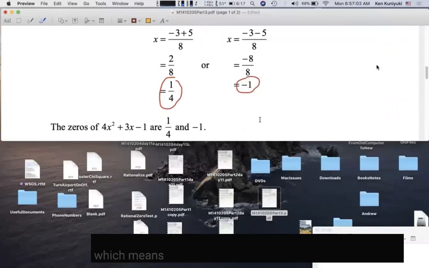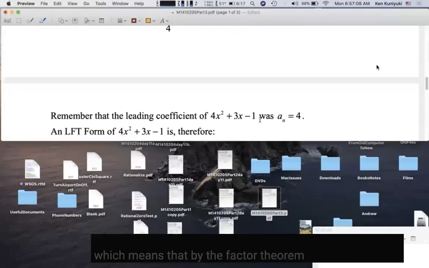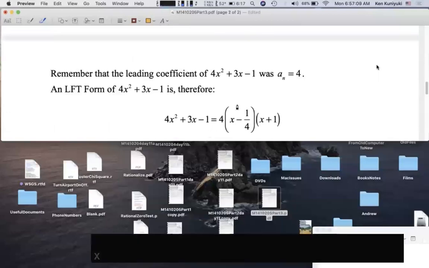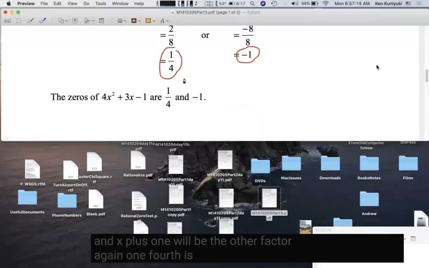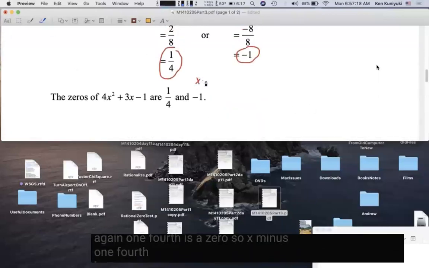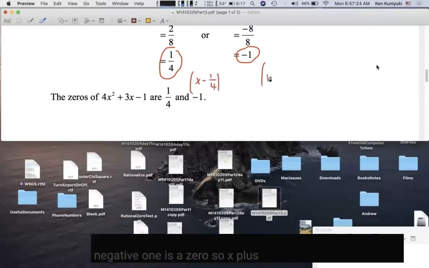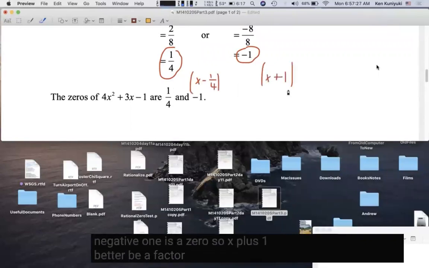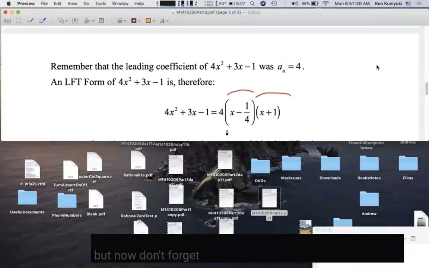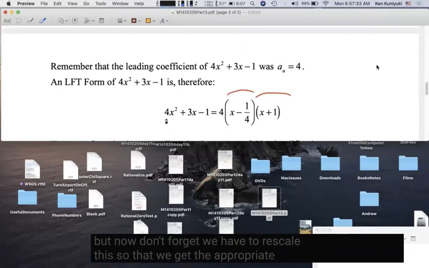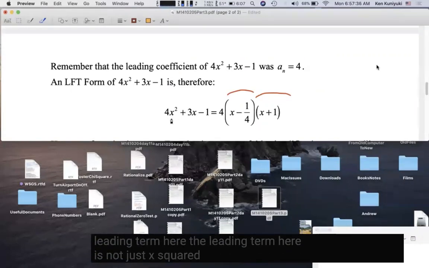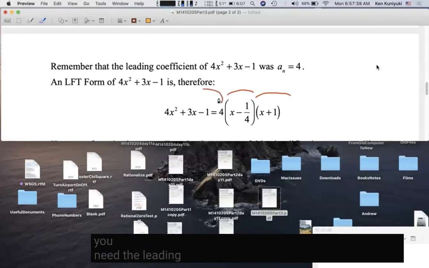which means that by the factor theorem, x minus 1/4 will be one factor and x plus 1 will be the other factor. Again, 1/4 is a zero, so x minus 1/4 better be a factor. -1 is a zero, so x plus 1 better be a factor. But now, don't forget, we have to rescale this so that we get the appropriate leading term here. The leading term here is not just x squared, it's 4x squared. You need the leading coefficient. As it stands, this is linear factored form.